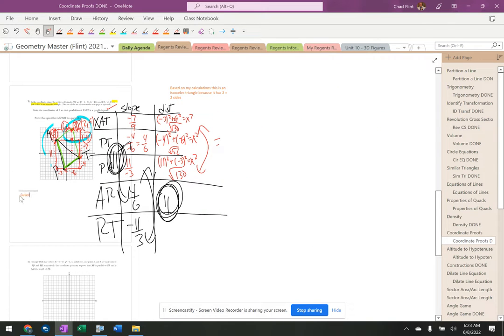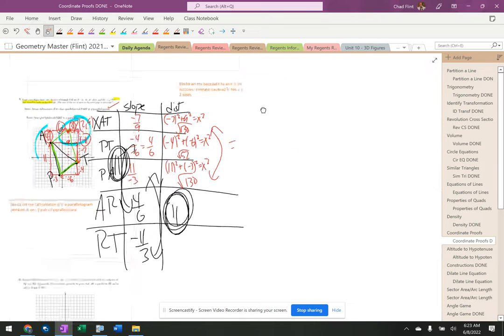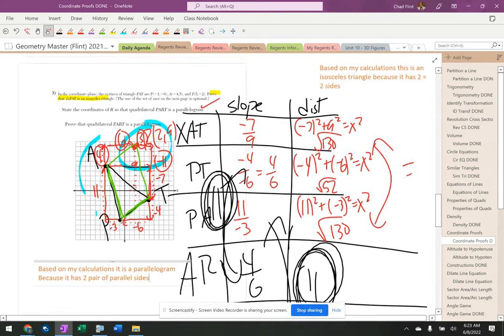And what I can say is based on my calculations, it is a parallelogram because it has two pair of parallel sides. Okay, so I got everything labeled there. That's a longer coordinate proof than you're more than likely going to see. That's an old 6.1. They don't really do 6.1s very often anymore. It is possible, all right, but usually they're just 4 points or less than that.